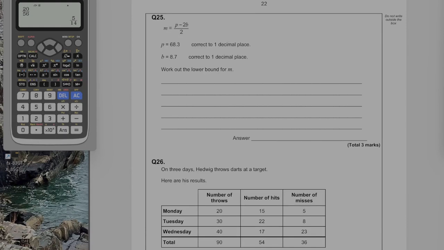Okay, question 25 then. M is equal to P minus 2B all divided by 2. P is equal to 68.3, correct to 1 decimal place. B is equal to 8.7, correct to 1 decimal place. Work out the lower bound for M. Right, so for the lower bound, we want the minimum value for this. So the way I'm going to do it is I'm going to say that M min is going to be equal to the smallest possible value of P, so P min, minus 2 lots of B max, and then I want to divide that by 2.